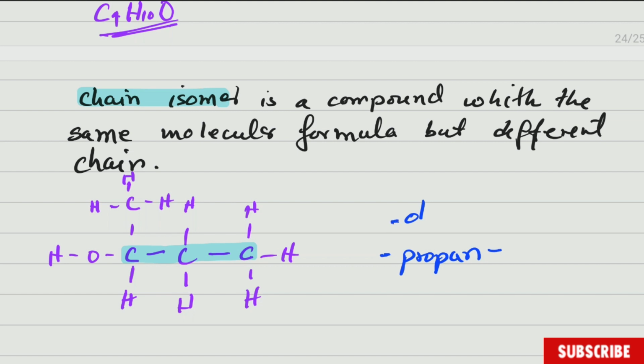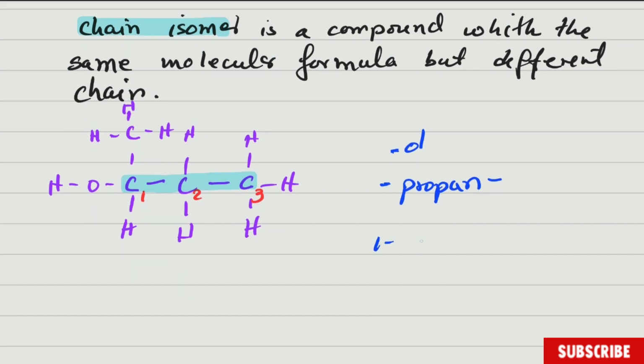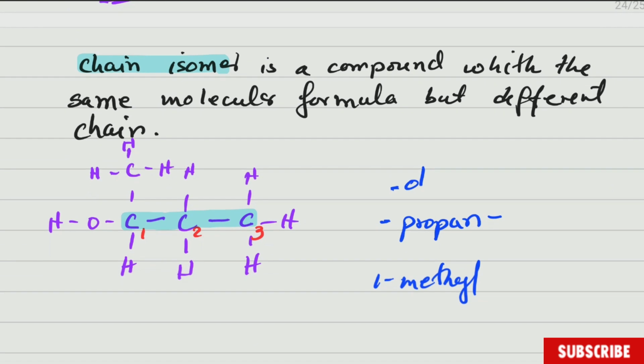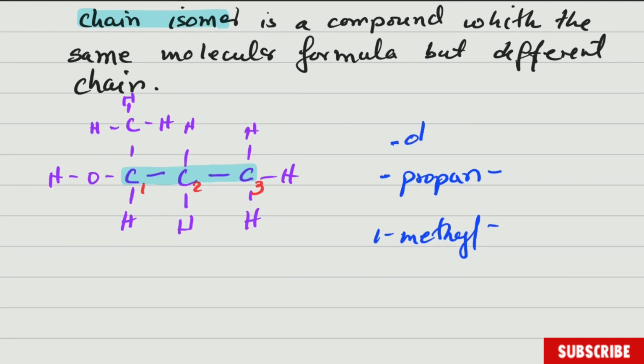Now we are going to give numbers to the carbons. So this one is carbon 1, 2 and 3, and in carbon 1 you have a methyl. So you have 1 methyl, and then the rest is just combining. So the name of this compound will be 1 methyl propanol.